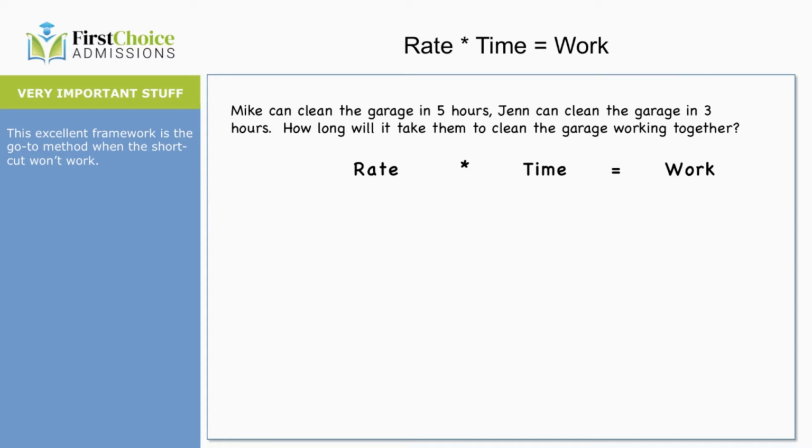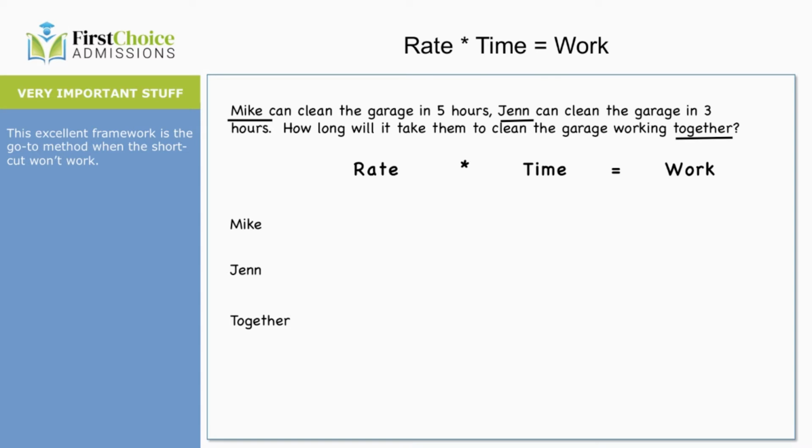Okay, so what do we have? Mike can clean the garage in 5 hours. Jen can clean the garage in 3 hours. How long will it take them to clean the garage working together? All right, next we pull out the players in our little drama. Those go on the left side. So we have Mike, Jen, and in this one we have it together. We don't always have it together in these questions, but in this one we do.